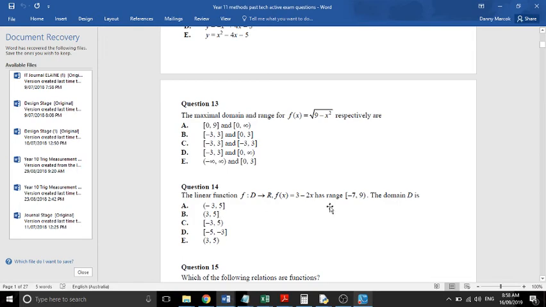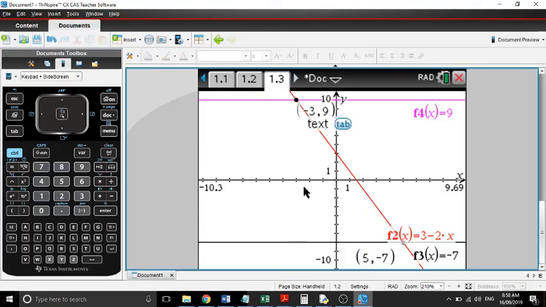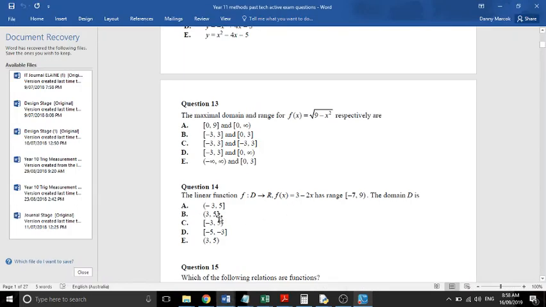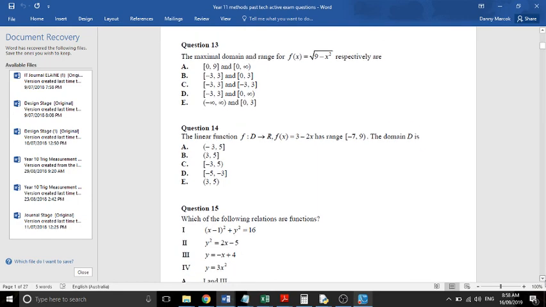So we've got that one. We're not including the 9, which is over here at 3. So not including 3, including 5. There we have -3. We're not including -3, we're including 5. It ends up being A. So there we have the next few questions done.